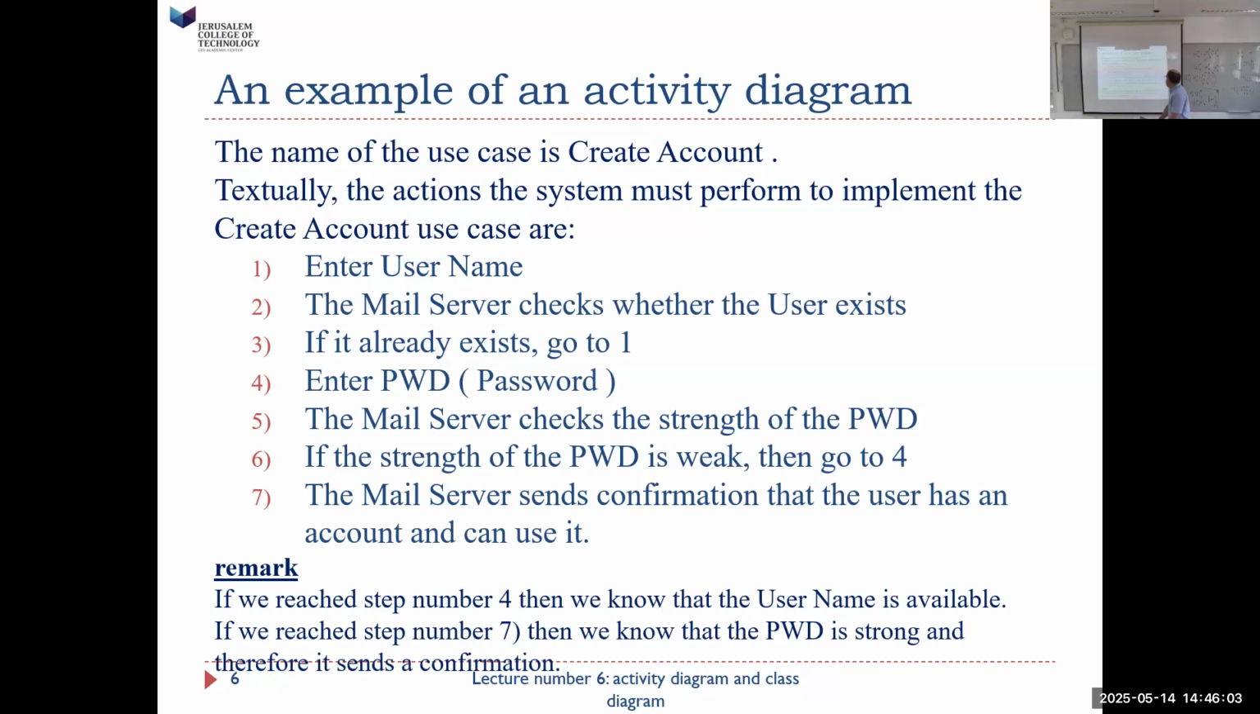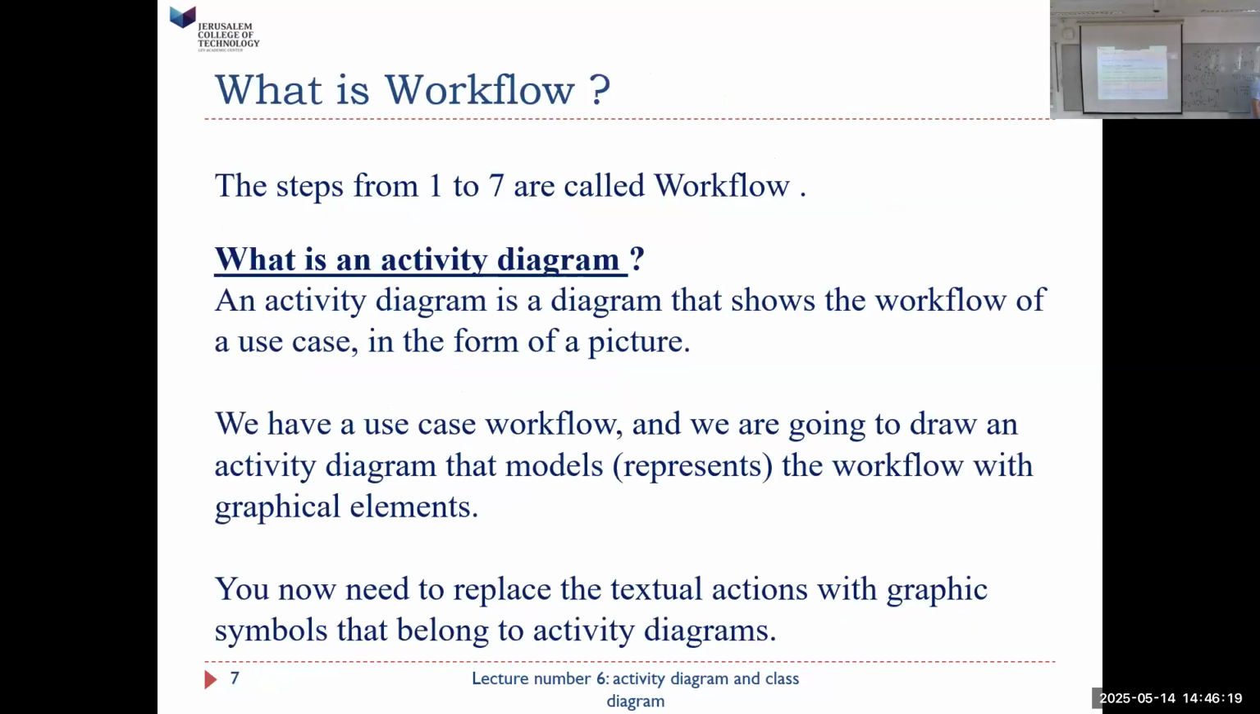If we reach step 4, then we know the username is available. If we reach step 6, then we know that the password is strong. And therefore it sends a confirmation. Fine. So those are the steps of creating an account. And you see it may use different parts of the system, like the mail server. The steps from 1 to 7 are called a workflow.